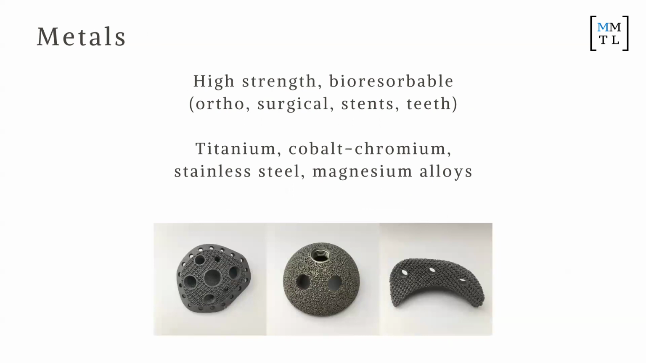The third is metals. Metals have high strength, and they can be bioresorbable, meaning that after a long time they actually get resorbed back into the body. As you move along in life, you need some zinc and some magnesium from time to time, so it steadily goes back and provides you some of that zinc and magnesium, which is somewhat cool. Just something to be aware of. Metals are very useful for orthopedics, surgeries, stents, and teeth. These are the different alloys you'll see, as well as stainless steel, okay?